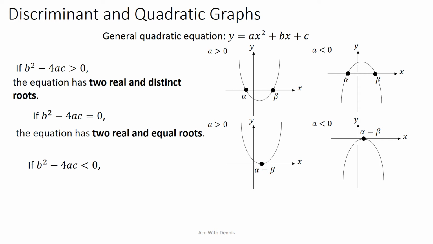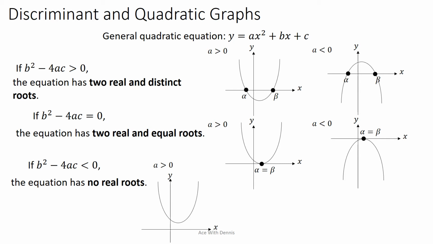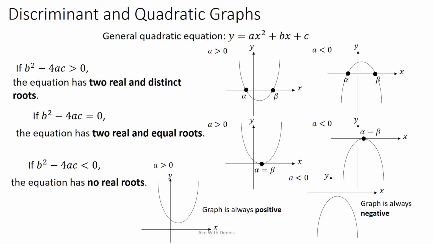If b squared minus 4ac is less than 0, the equation has no real roots. So this is how the graph will look when a is greater than 0. The graph does not touch the x-axis. The graph is always positive. Or when a is less than 0, the graph will look like this, and it will never touch the x-axis. We can also say the graph is always negative.